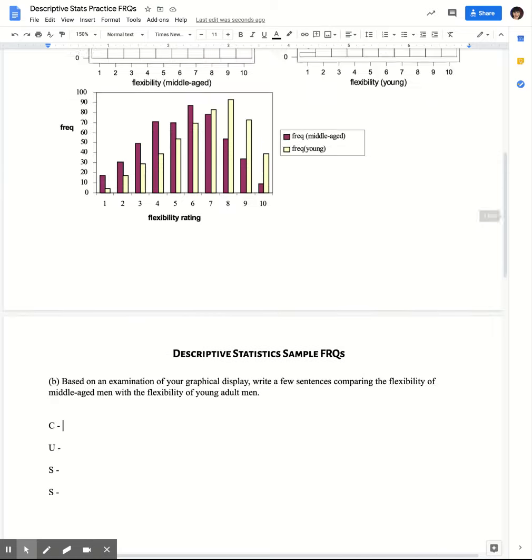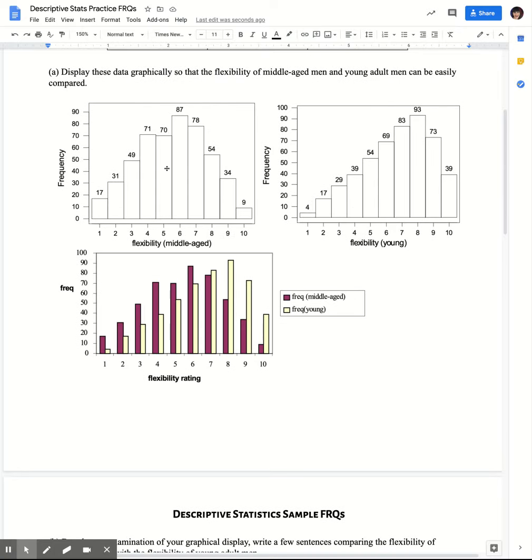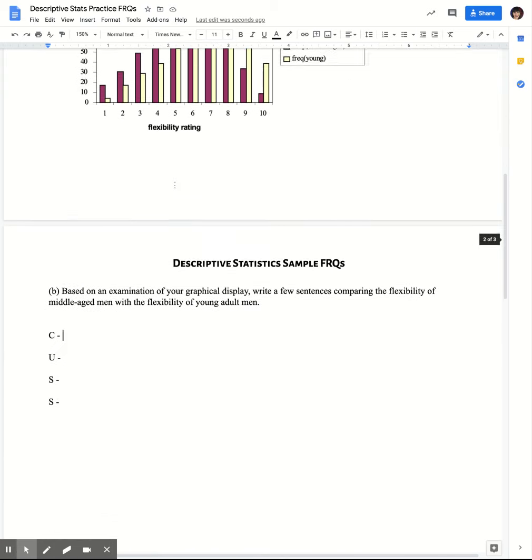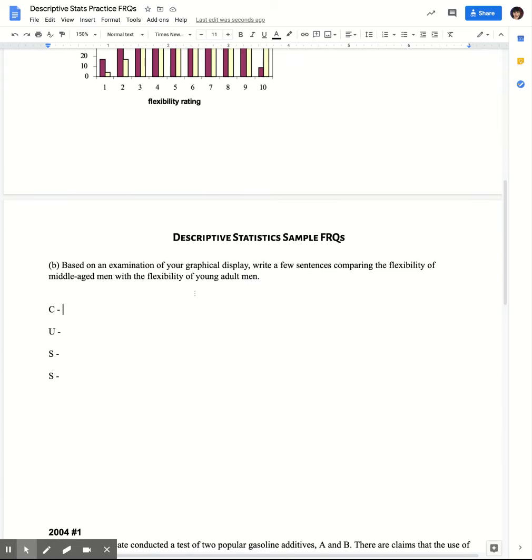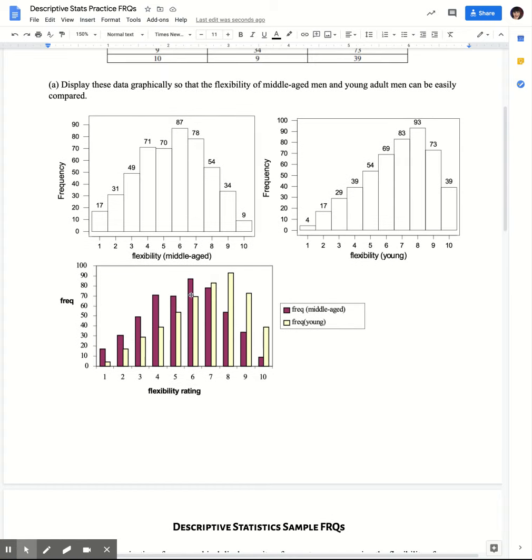Okay, so for center, you just want to estimate where the median is. I would say the median is probably between 5 and 6, so you can just round and say approximately 5.5. And for the young adult men, I would say the median is definitely larger. The mean is smaller, but the median is definitely larger. So I would say it's probably between 6 and 7, right?